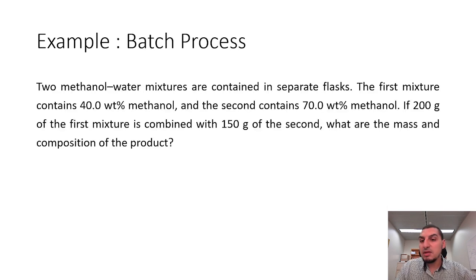The second example is about a batch process, and in this case we have two methanol-water mixtures. In the first mixture, the methanol is 40% by weight, in the second the methanol is 70% by weight, and the mass of the first mixture is 200 grams. We mix it with 150 grams of the second mixture, and we want to find the composition and the mass of the product. Again, this problem includes a lot of information and data, so we have to draw it.